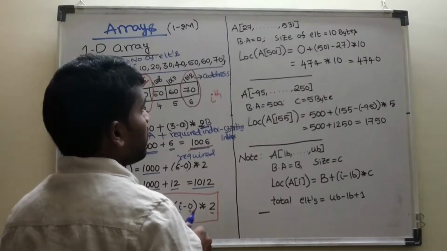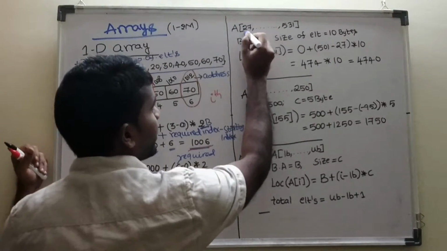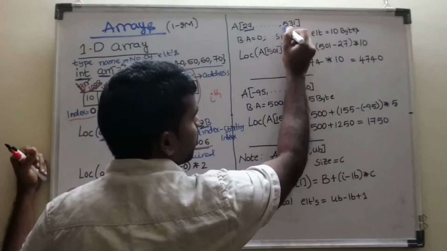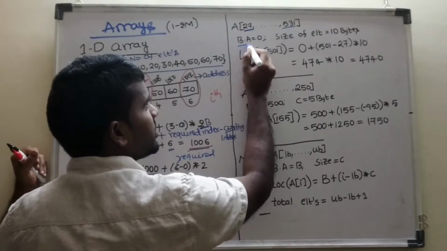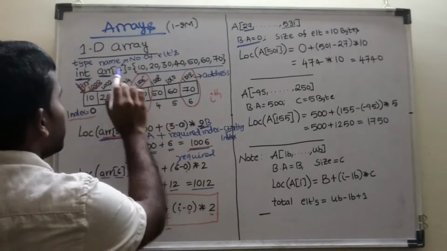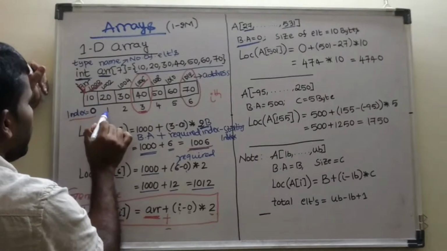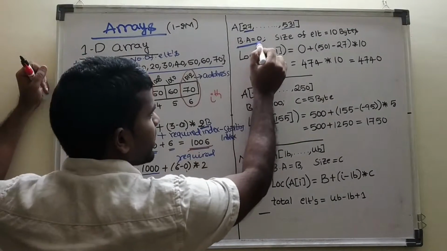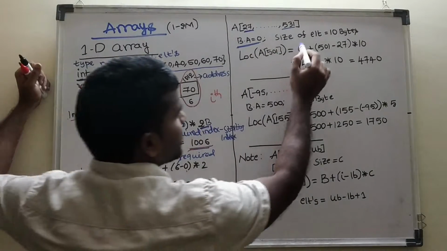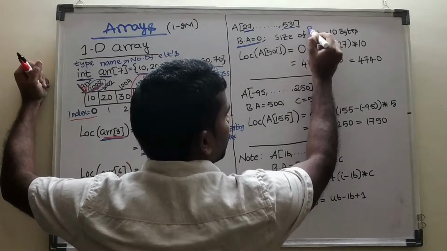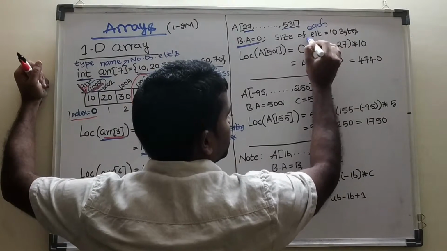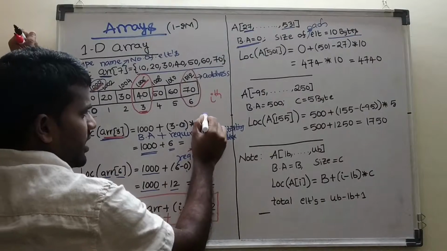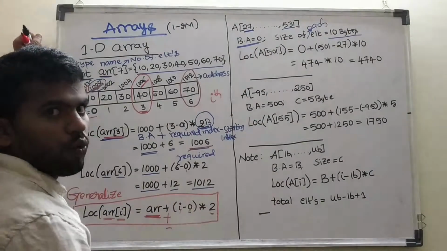See, this is an example where the index is starting at 27. This is not 0. It ends at 531. Base address, in this particular example, is 1000. Okay, but in the earlier example they were starting from 0. And the size of each element is 10 bytes. In the earlier example, the size of each element was 2 bytes.